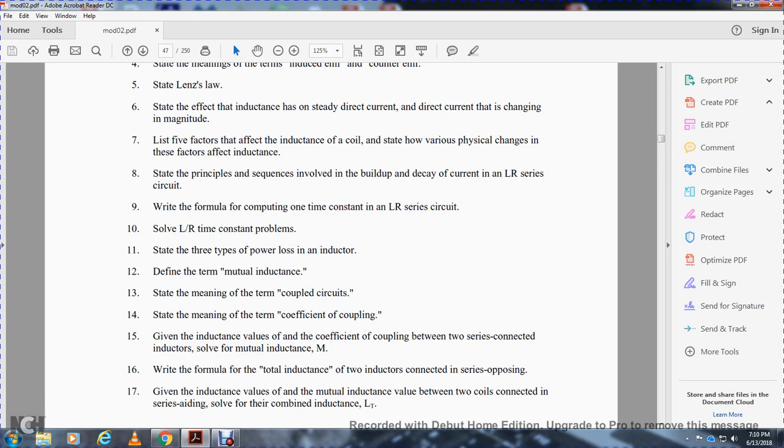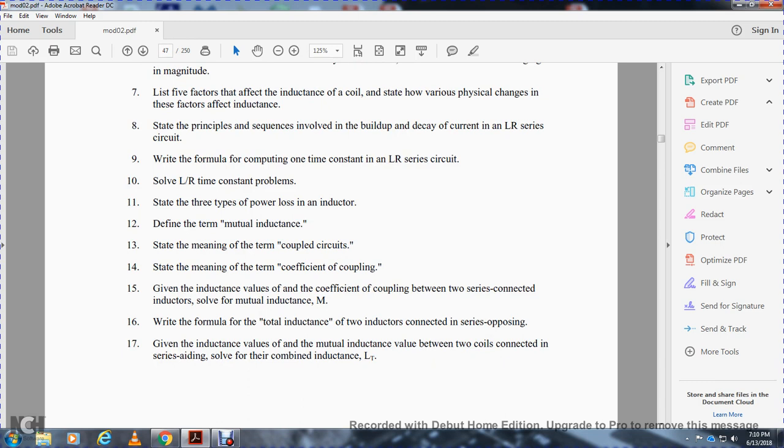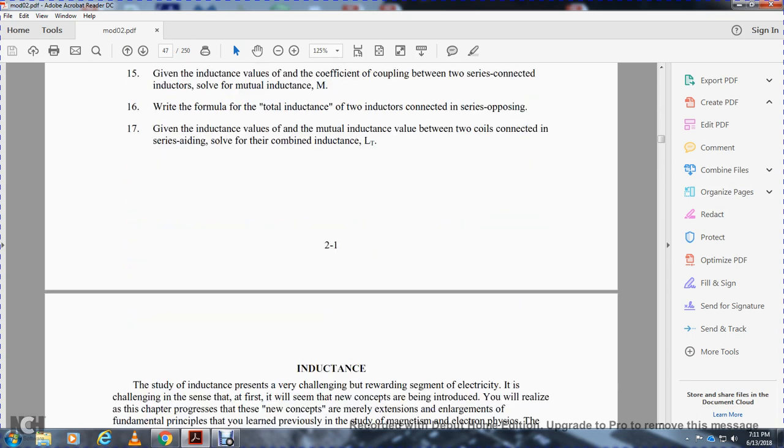Write the formula for the total inductance of 2 inductors connected in series opposing. Give the inductance values and the mutual inductance value between the 2 coils connected in series to solve for the combined inductance, L total. I think that's what it stands for.